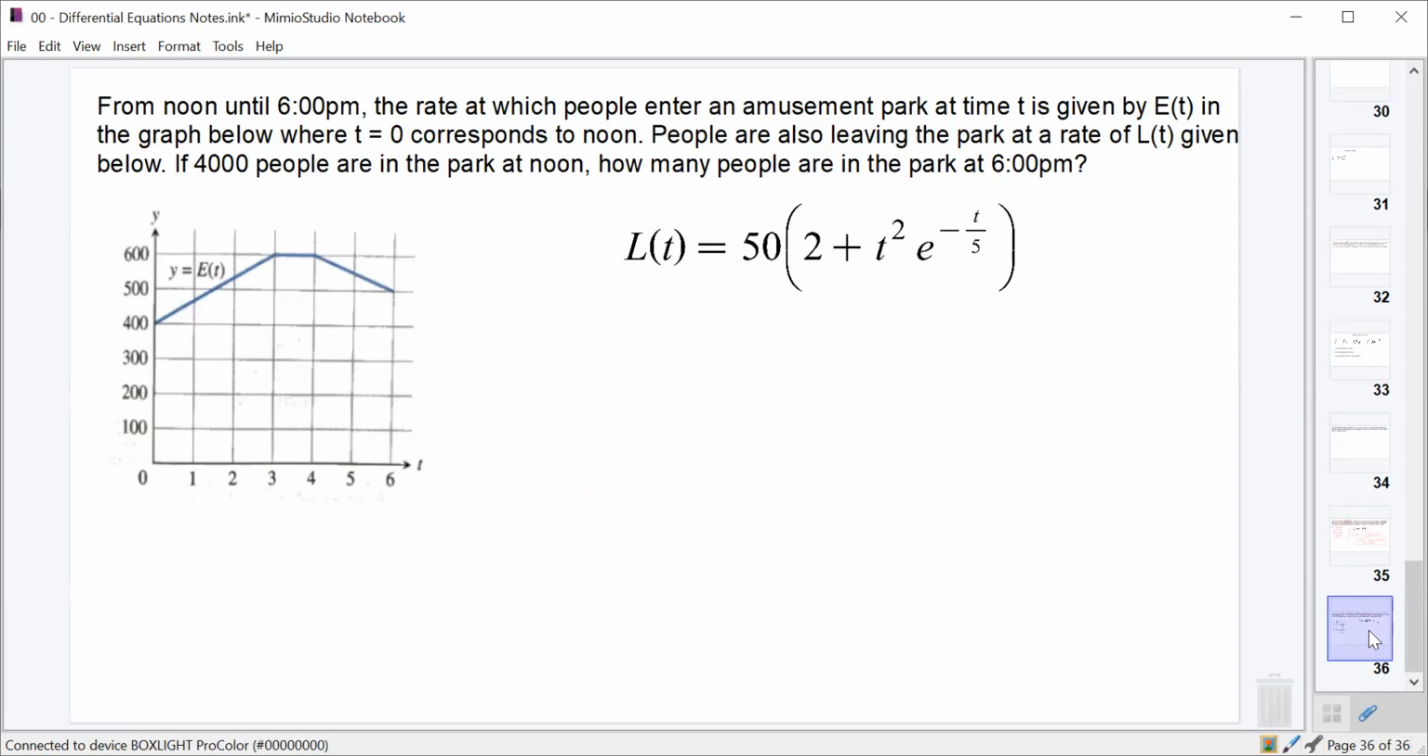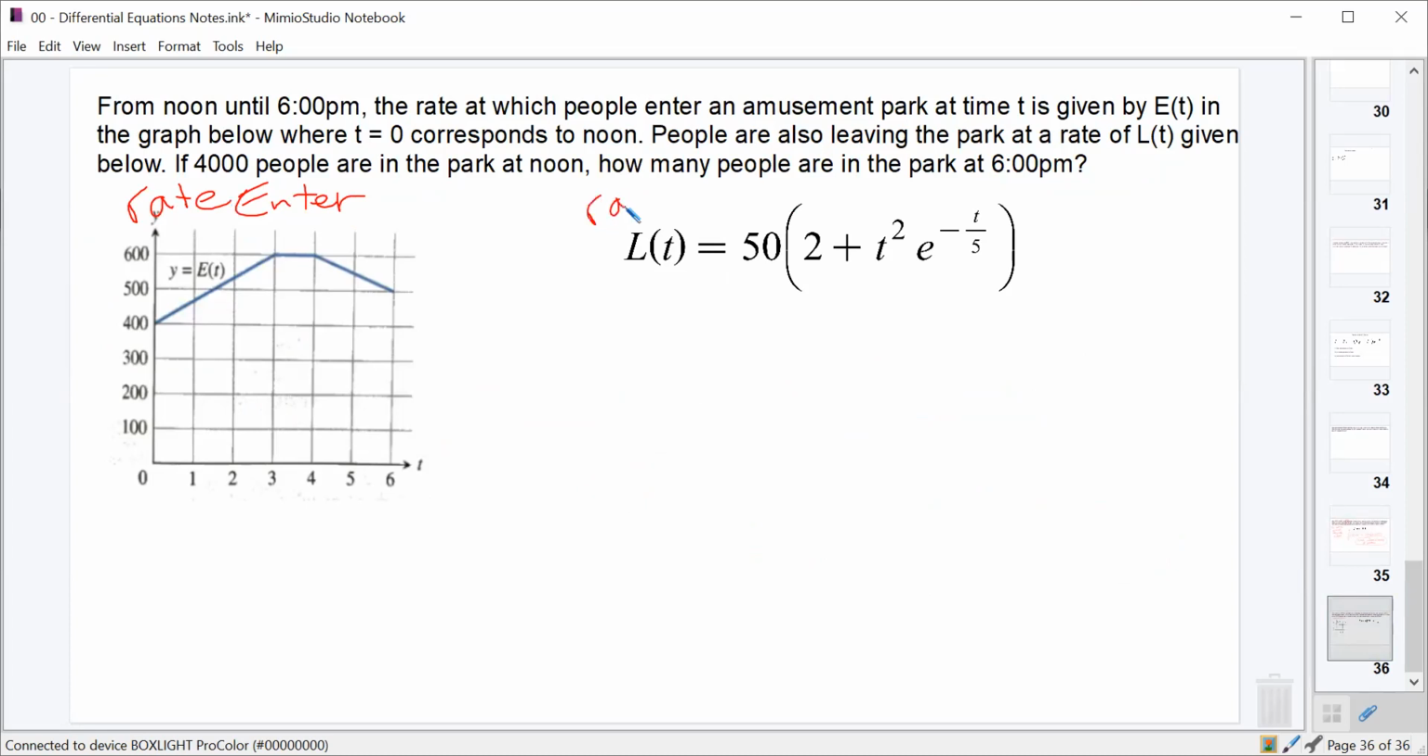We're going to look at the problem we've got here about an amusement park. We've got a rate at which people enter an amusement park, which is given by the function E of T. So E of T is this graph here. This is the rate at which people enter. And L of T here is 50 times 2 plus T squared e to the negative 0.5.